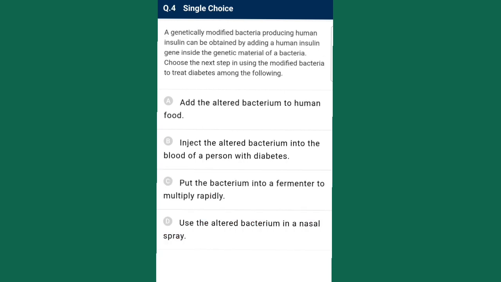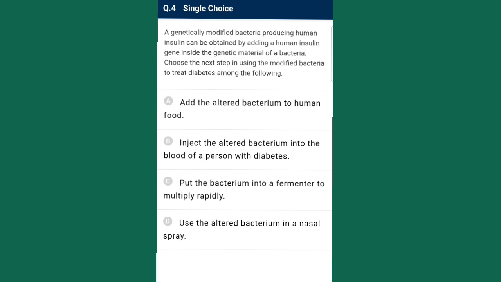Question number 4. A genetically modified bacteria producing human insulin can be obtained by adding a human insulin gene inside the genetic material of a bacteria. Choose the next step in using the modified bacteria to treat diabetes among the following. Human insulin can be produced via genetically engineered bacteria having the human insulin gene added to its plasmid. Once the modified bacteria has been developed, it can be commercially mass produced in a bioreactor.